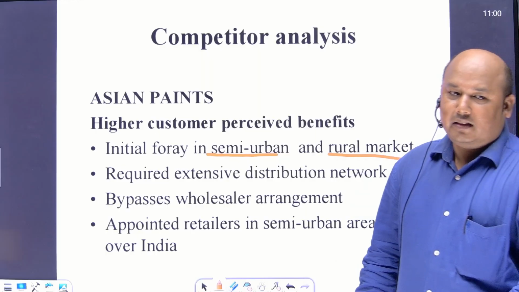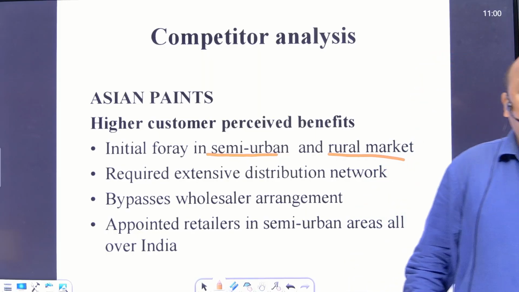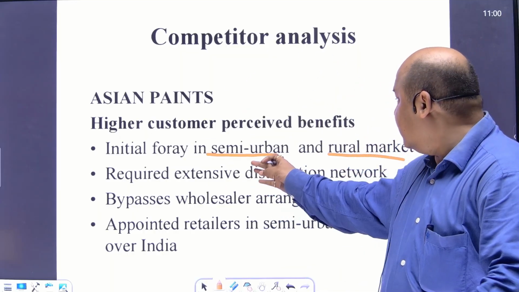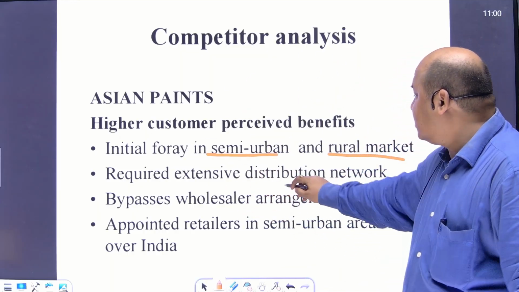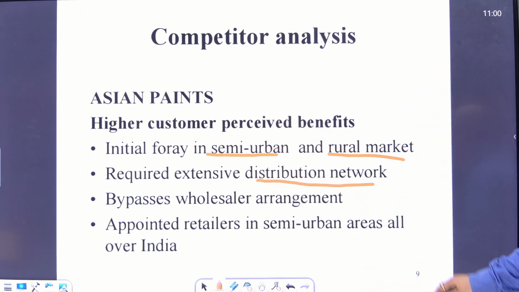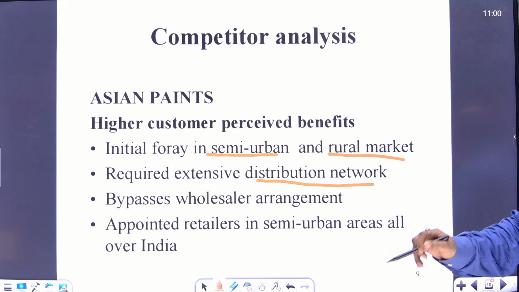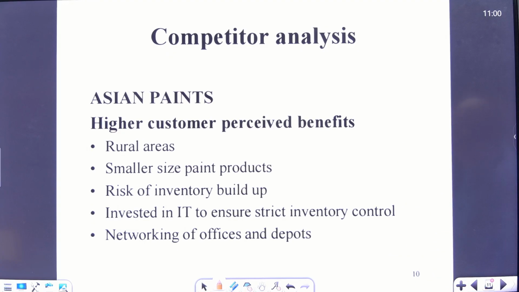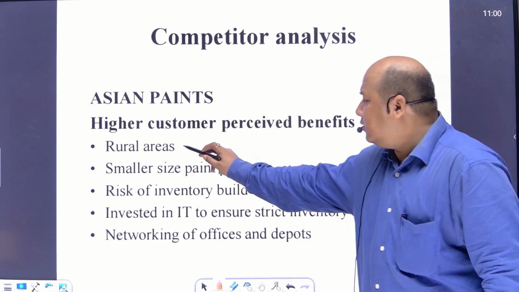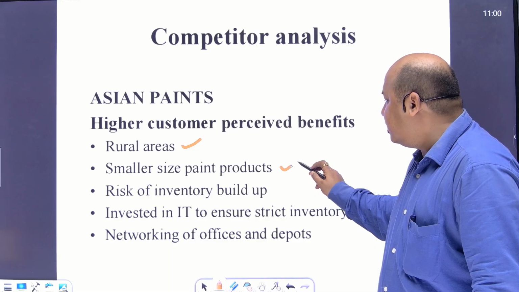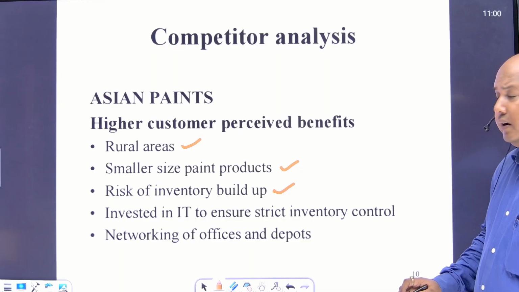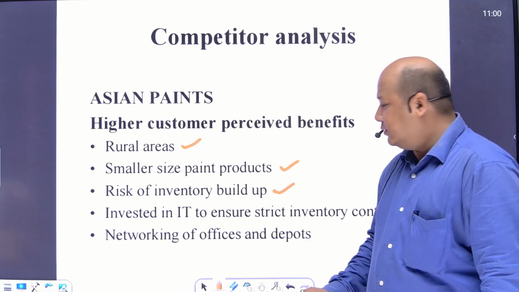Supply chain management is another factor, along with distribution networks. If it is strong, then only you can survive, and then only your product will reach the customer, because you have a strong network. The distribution power is high. Bypass the wholesaler arrangement, appoint retailers in semi-urban areas all over India. Now, Asian Paints, higher customer perceived benefit, that I have already covered. In rural areas, smaller-size paint packs, risks of inventory buildup, invest in IT to ensure strict inventory control, networking of offices and depots are there.